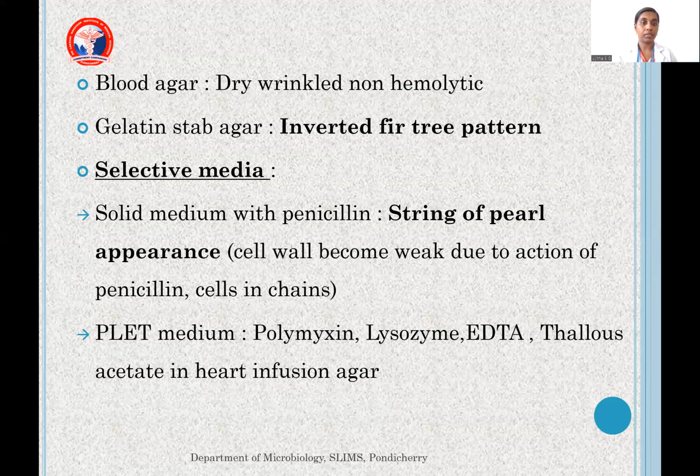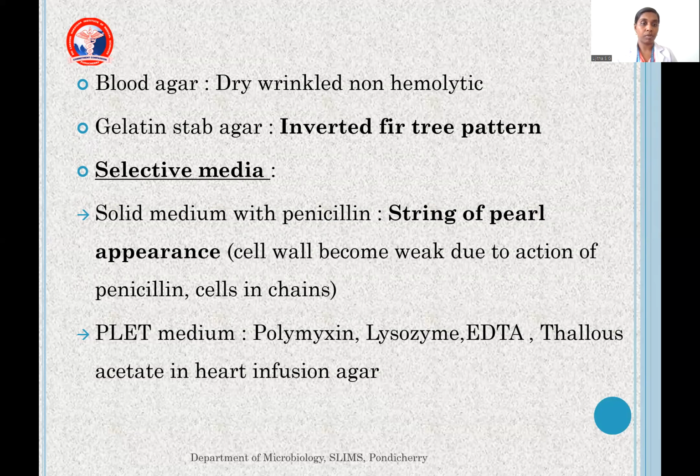Another pattern that you see is in the gelatin stab agar. In the gelatin stab agar, what we are observing is gelatin liquefaction. We observe it in a test tube: the gelatin agar is there, we inoculate the organism onto it, and the organism will liquefy the gelatin. This liquefaction is maximally seen at the top, and it decreases while going down. So this will give an inverted fir tree pattern on gelatin stab agar.